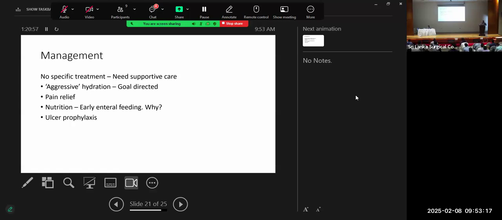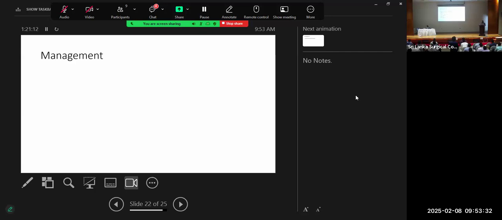You can also give ulcer prophylaxis because it's a stressful condition, and antiemetics if the patient is vomiting, and DVT prophylaxis, which we don't use much in our country, but in the West, of course, they use DVT prophylaxis also.